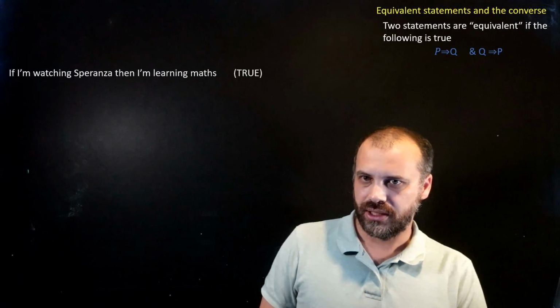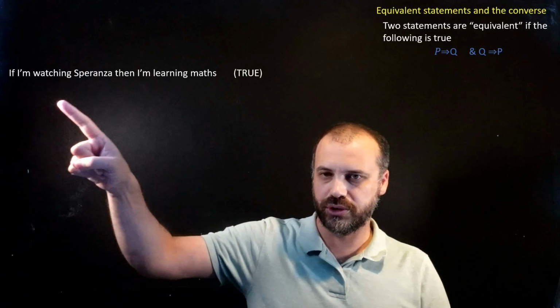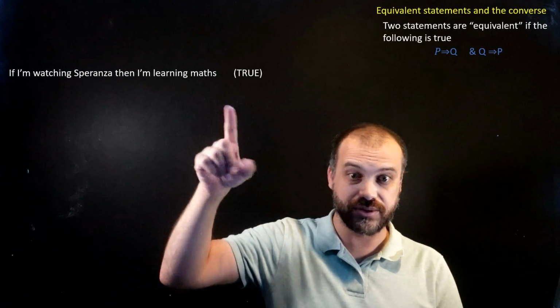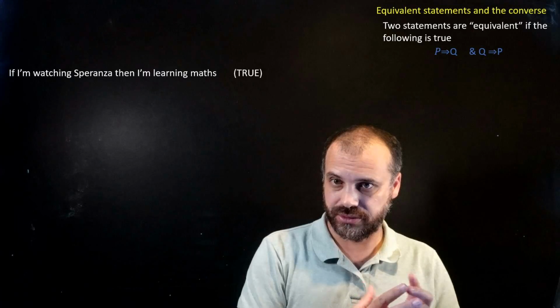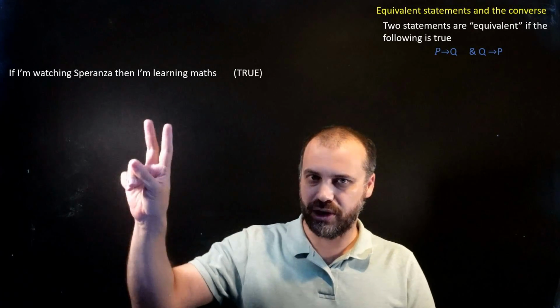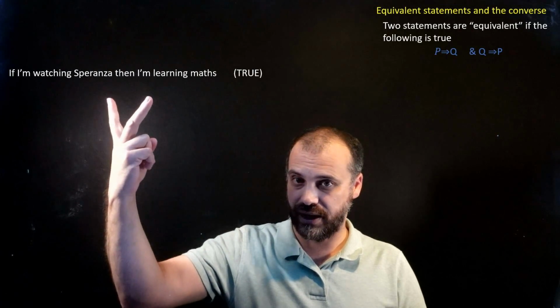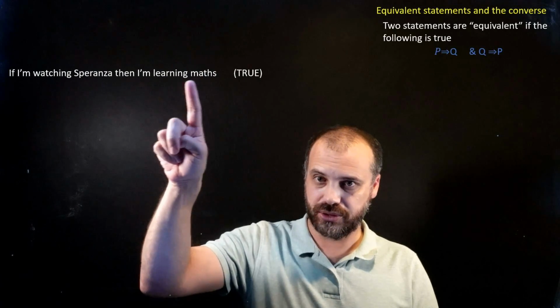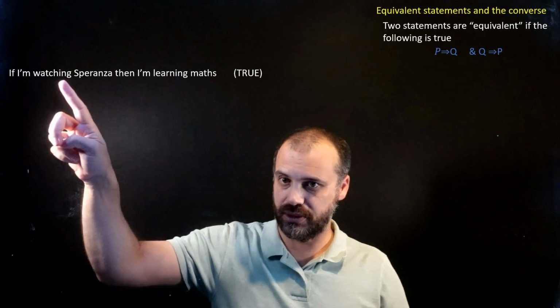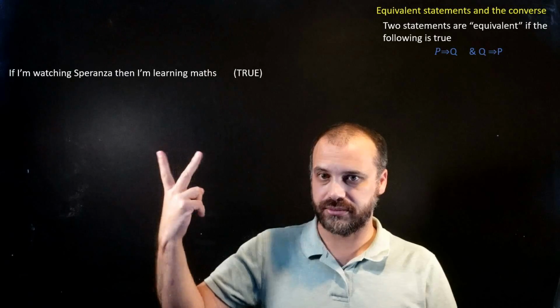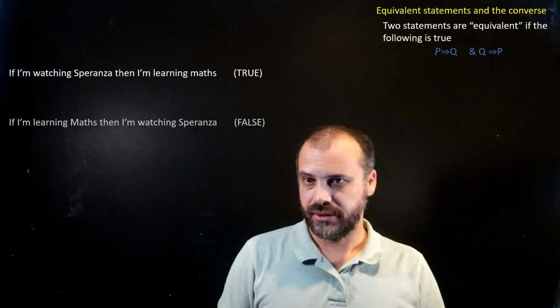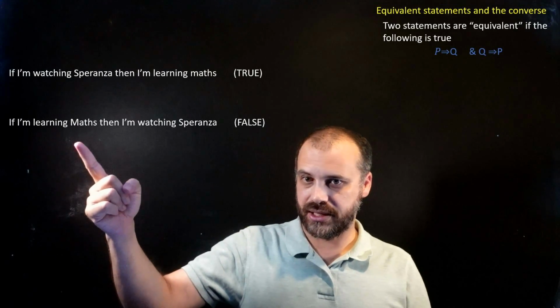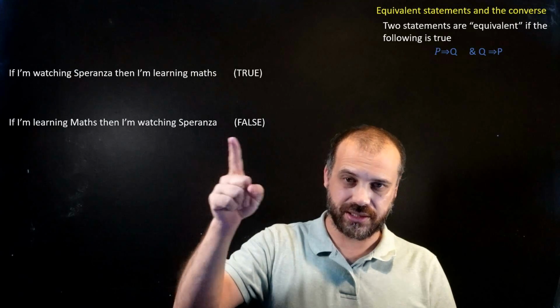All right, so here's a statement. If I'm watching Speranza, then I'm learning maths. Again, I hope that's true. All right, let's write the converse of that. We're just going to swap Q, I'm learning maths, with P, I'm watching Speranza. Straight swap, no negations. If I'm learning maths, then I'm watching Speranza.